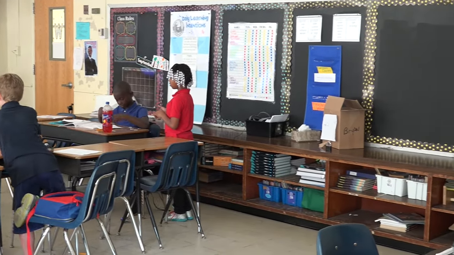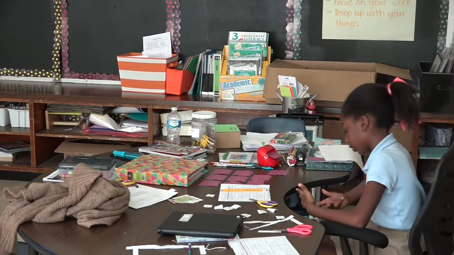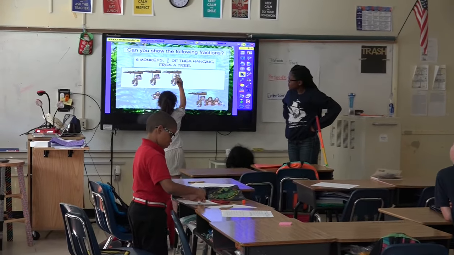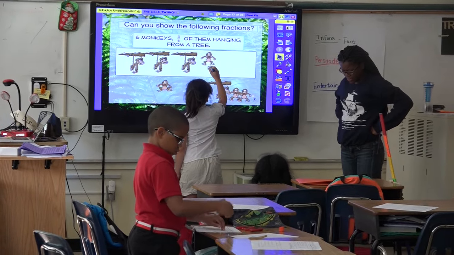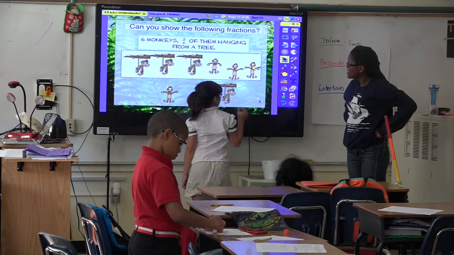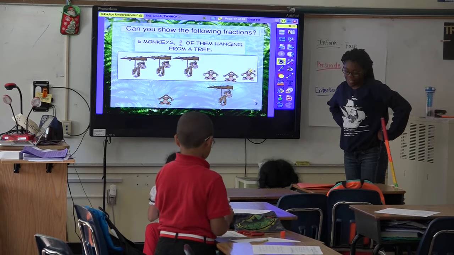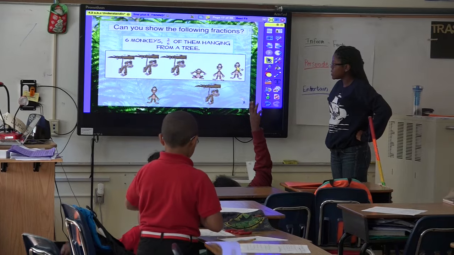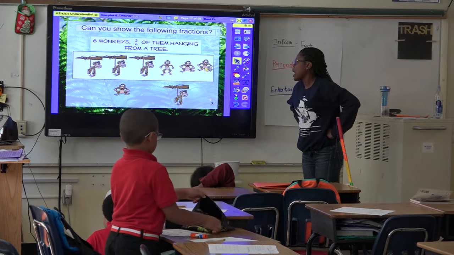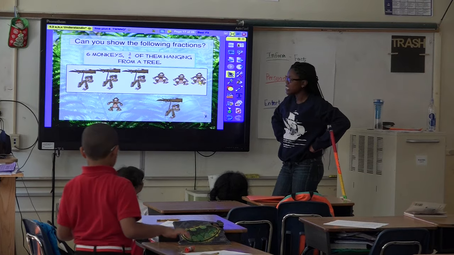Six of them are hanging from a tree. Come show us 3/6 of the monkeys hanging from a tree. From the tree, what fraction of the monkeys are jumping up and down? Anybody? 3/6. Or what? One half. Half of the monkeys are jumping up and down. What fraction of these animals right here are monkeys? Six.